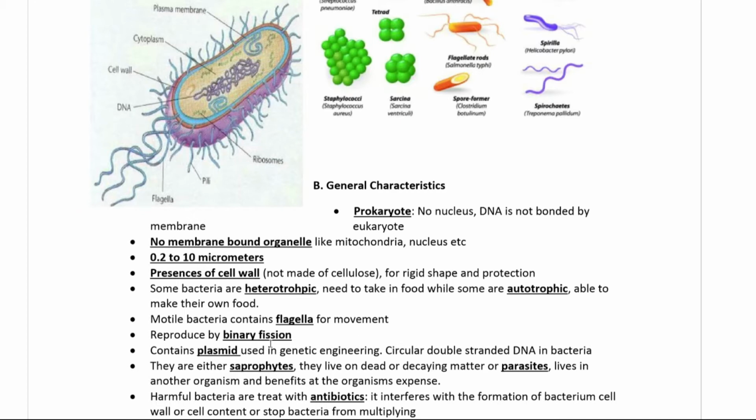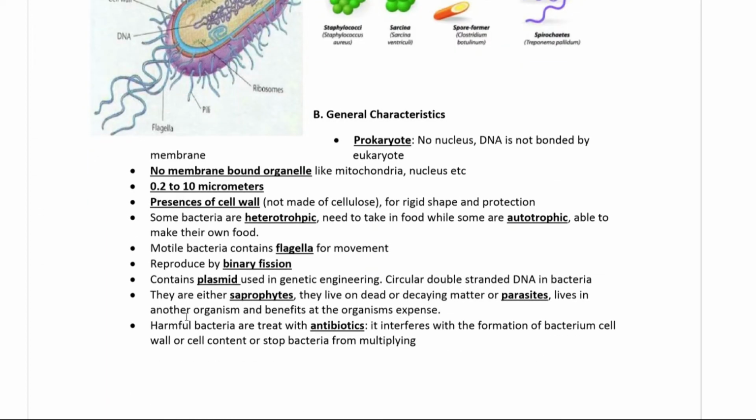Since bacteria are heterotrophic, how do they actually take in food? They are either saprophytes, which feed off dead and decaying matter, or parasites. Parasites live in another organism, for example living in a human or in an animal.